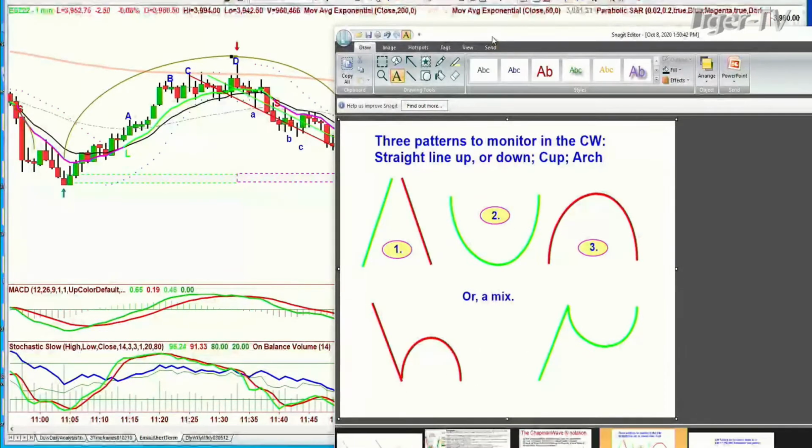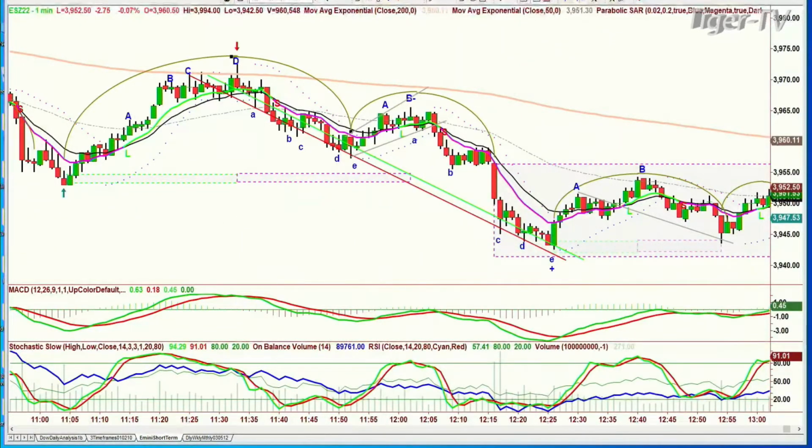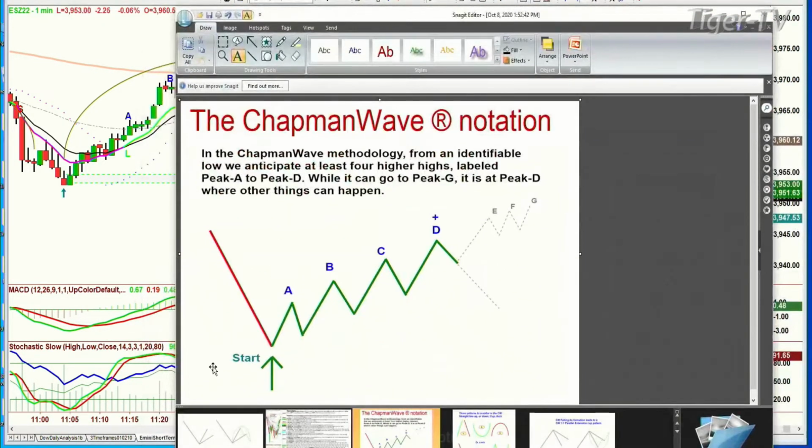So let's just see, how does that work in real life? Well, here it is. Here's the arch formation. In the Chapman wave methodology, I didn't mention this, I'll do this real quickly. Try to identify the lowest bar, count each successively higher peak, alphabetize them sequentially, A, B, C, D, E, F, G, but it's the fourth highest peak, peak D. Remember, this is not A to B equals C to D, has nothing to do with that. It's just labeling the higher peaks alphabetically. I could have called them 1, 2, 3, 4, 5, 6 when I was doing this.